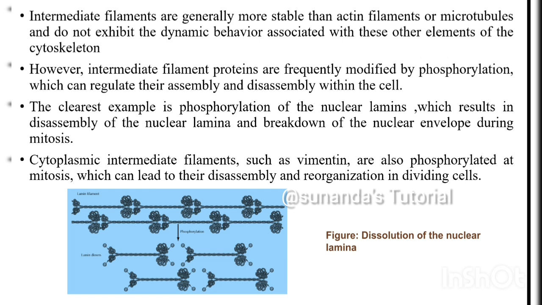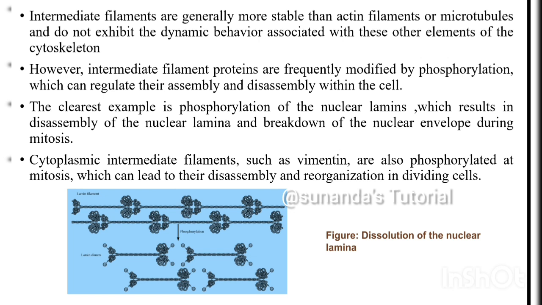However, intermediate filament proteins are frequently modified by phosphorylation, which can regulate their assembly as well as disassembly within the cell. One example is the phosphorylation of nuclear lamins, which results in the disassembly and breakdown of the nuclear envelope during mitosis. So during mitosis, karyokinesis occurs, where the nucleus breaks down for two daughter cells. At that place, this disassembly of intermediate filaments occurs.